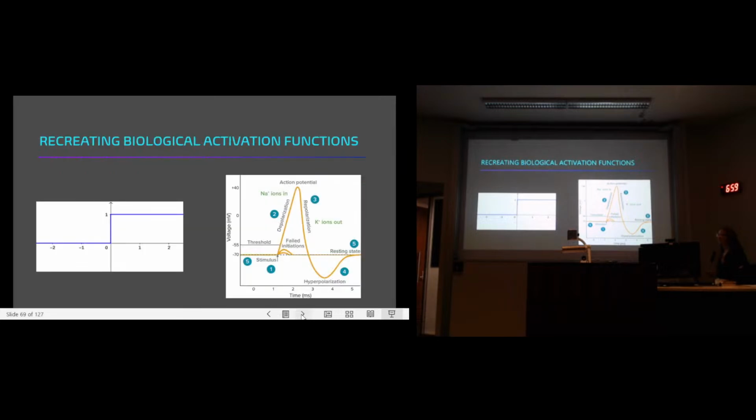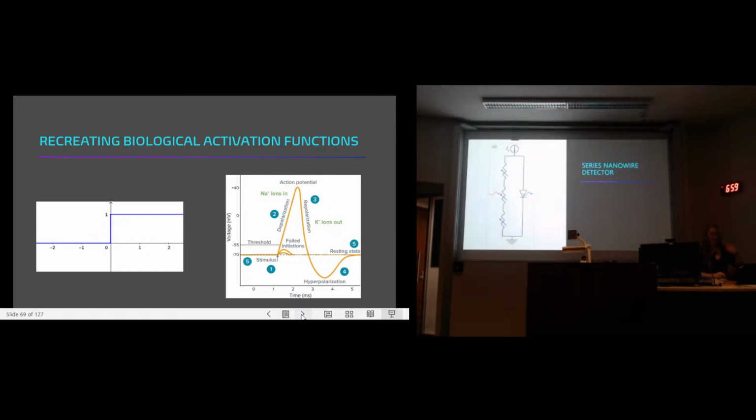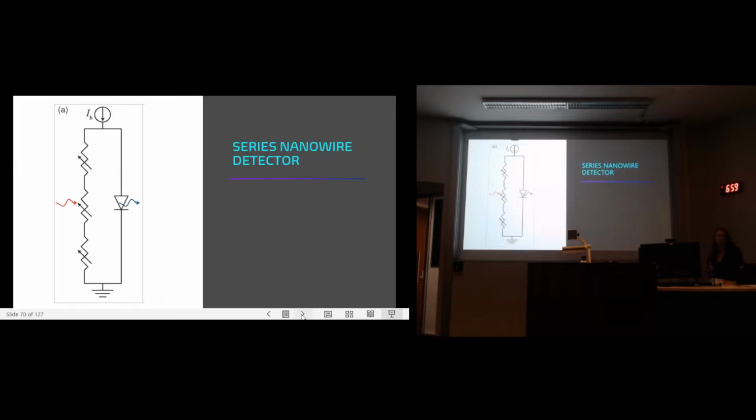So as I mentioned, we probably want to create more complicated neurons. The one I showed you before is essentially just a step function, right? It's on or it's off, but in reality, what we see in a neuron is more of a sigmoidal function, right? So if we want to recreate more of what the brain is doing, we need to look at different types of circuits. So here's an example. This is a series nanowire detector.